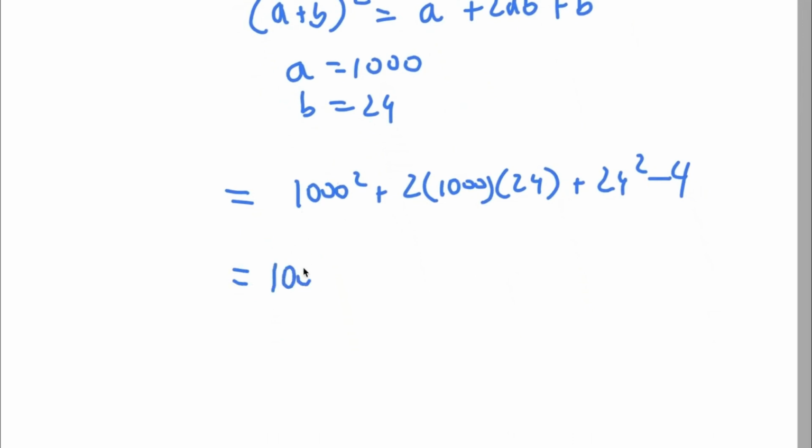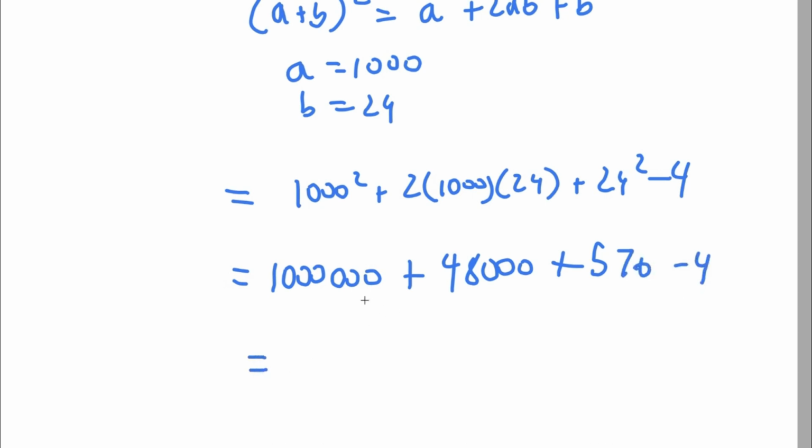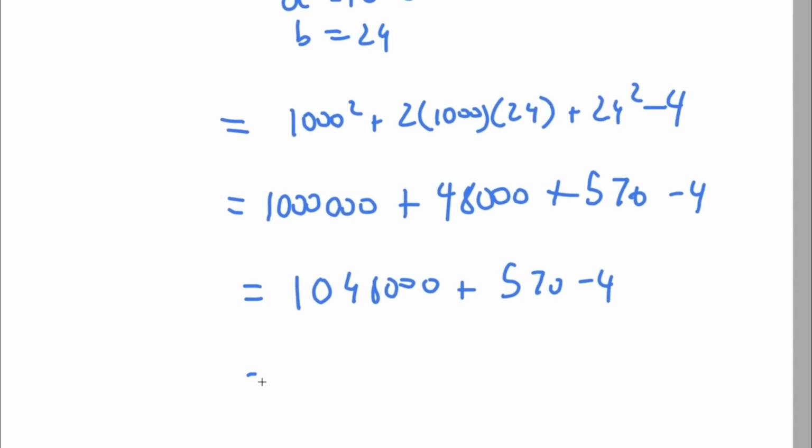Now 1000 squared is the same thing as 1 million. Now I have 2 times 1000, which is 2000, and 2000 times 24 is going to be 48,000. Now I have this plus 24 squared, which is 576. I have this minus 4. Now 1 million plus 48,000 is 1,048,000. So I have this plus 570 minus 4.